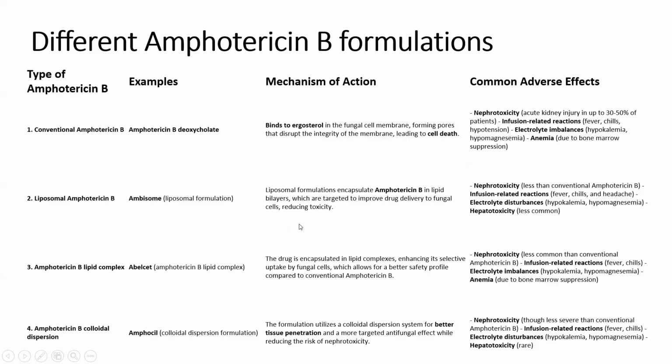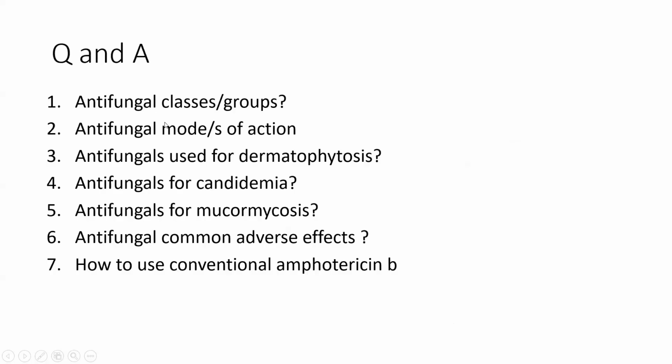Others are also as such. So you have to have an idea of the antifungal classes and groups; the mode of action we have discussed, and dermatophytosis, candidemia. There are several antifungals. First-line therapy is echinocandin, which is not available in Sri Lanka, so we go ahead with azoles, or else we go ahead with amphotericin like polyenes. Then antifungals for mucormycosis: it is a highly resistant pathogen, so often we go with amphotericin B. Common adverse effects are hepatotoxicity, and nephrotoxicity with amphotericin B, then infusion-related reactions likewise.